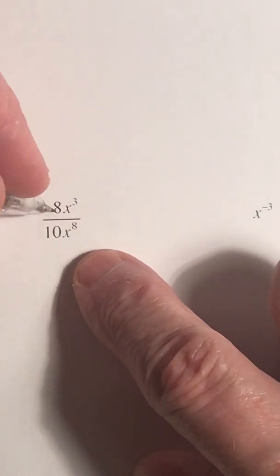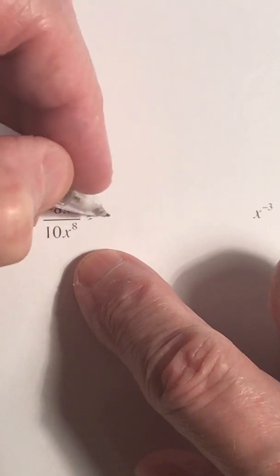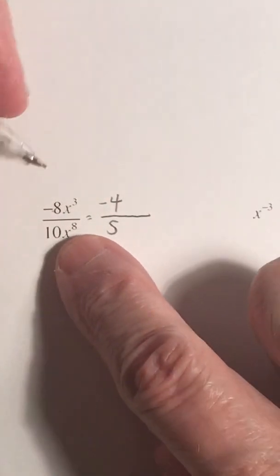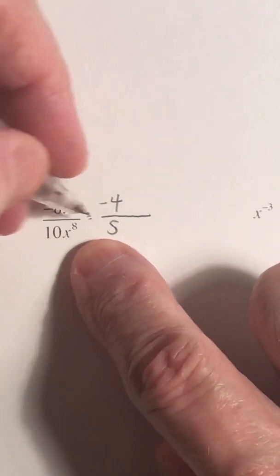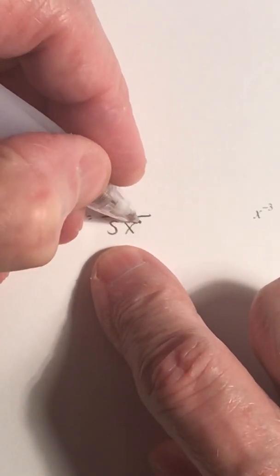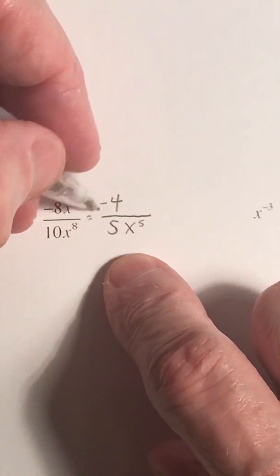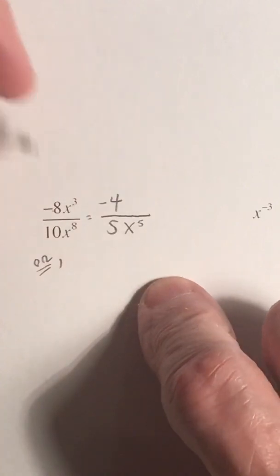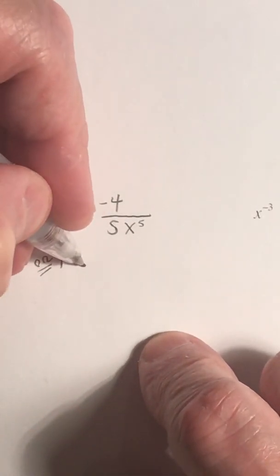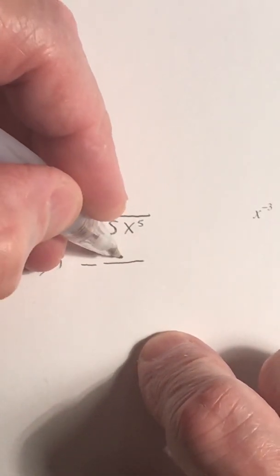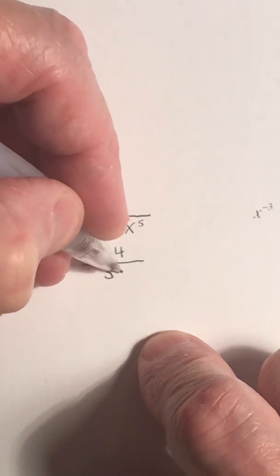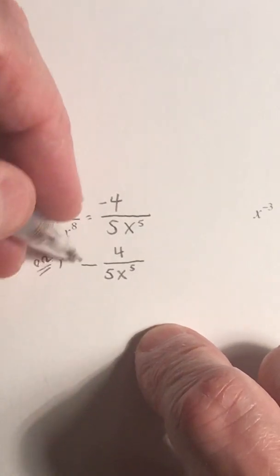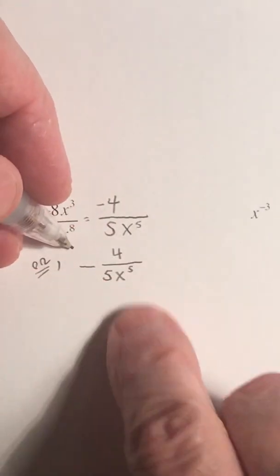Again, coefficients, divide these both by 2. And you get a negative 4 over 5. The bigger power of x is downstairs. 8 take away 3 is 5. So it's negative 4 over 5x to the 5th, or in the back of the book it would probably look like this. They would pull the minus sign out in the front, because it's a negative divided by a positive, which makes the whole number just a negative number.